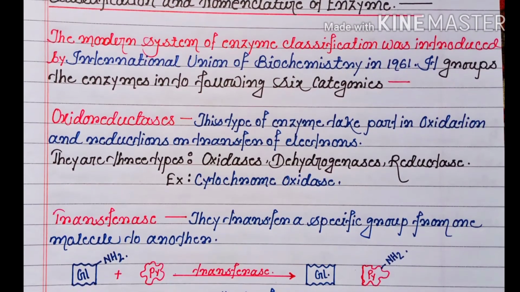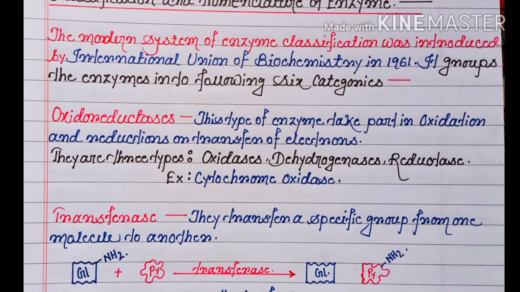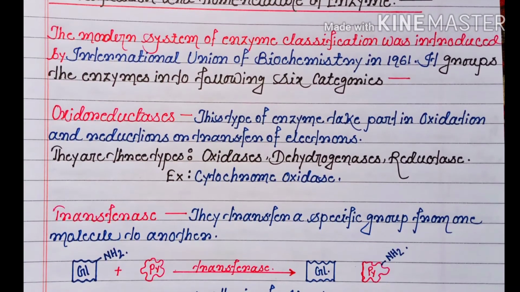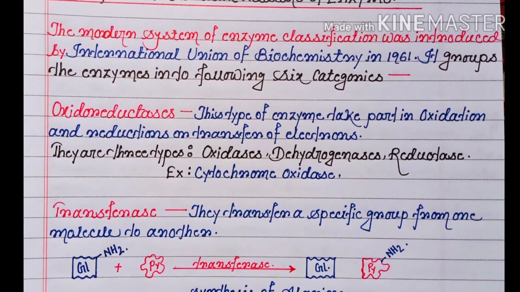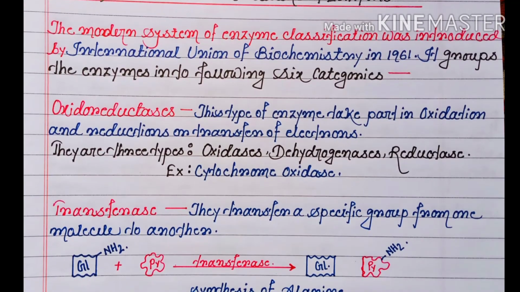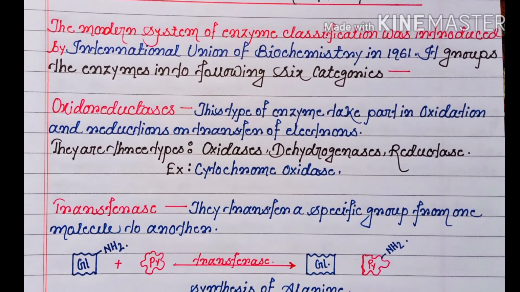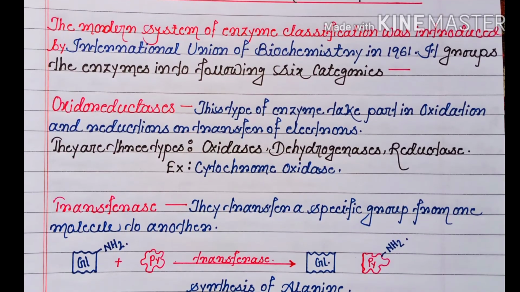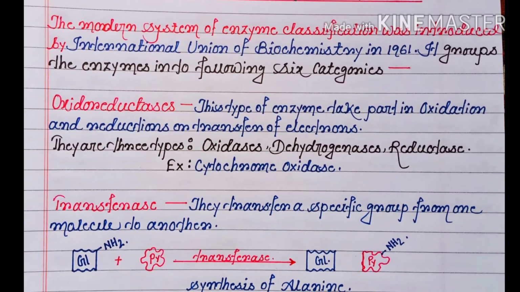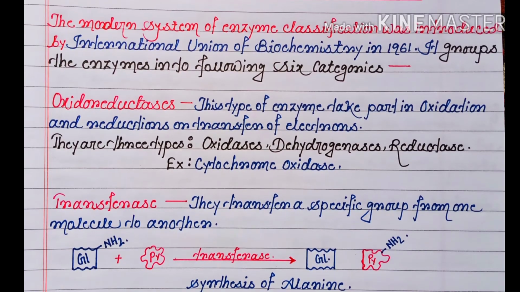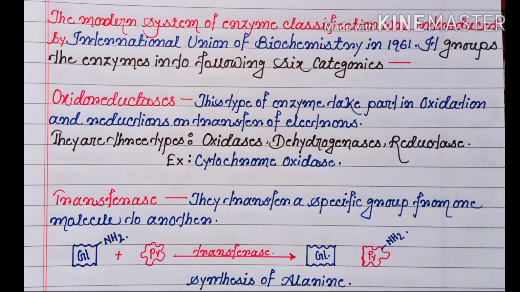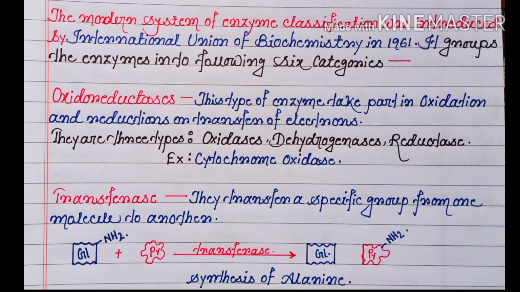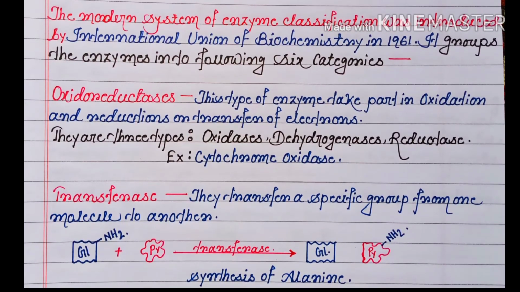The second category of enzymes is transferase. They transfer a specific group from one molecule to another. As you can see here, during the synthesis of alanine, the amino group from glutamate is transferred to pyruvate with the help of the transferase enzyme.